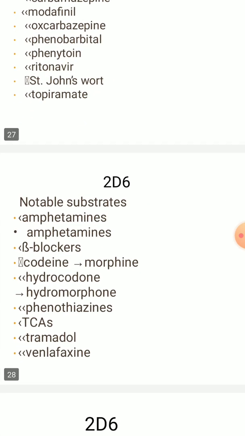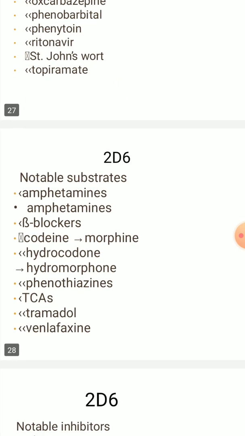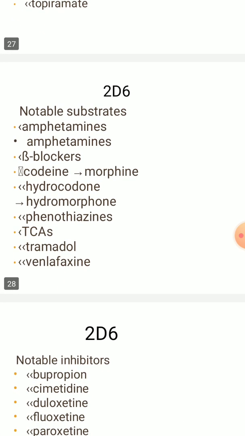Coming to the notable substrates on this 2D6 enzyme: amphetamines, beta blockers, codeine, morphine, hydrocodone, hydromorphone, phenothiazines, TCAs, tramadol, and venlafaxine. So these are all the notable substrates which are acting on 2D6.